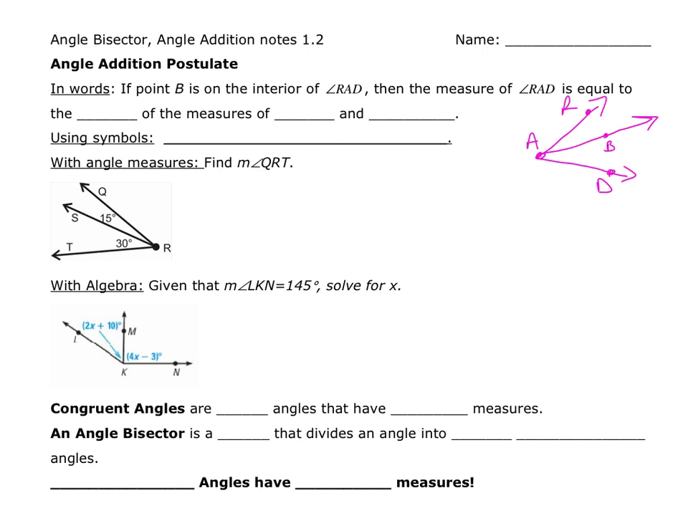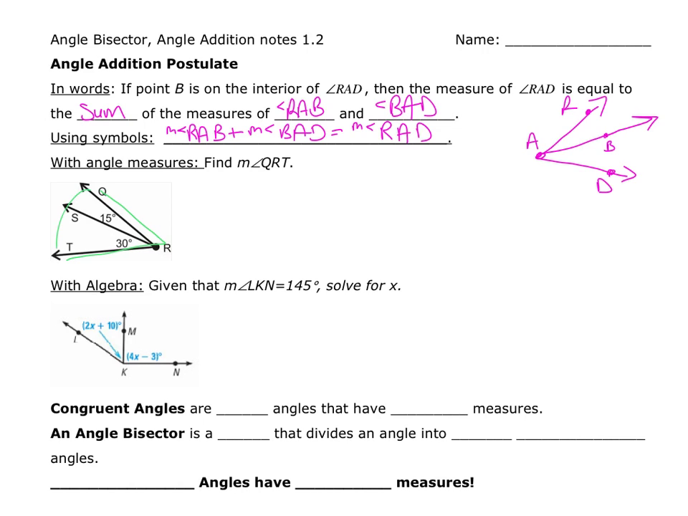So the measure of angle RAD is equal to the sum of the measures of those two individual angles, RAB and angle BAD. So using symbols, you can see that I wrote out that the measure of angle RAB plus the measure of angle BAD would equal the measure of RAD. So if you add up the pieces, it will equal the whole angle. That is the biggest thing you want to remember.